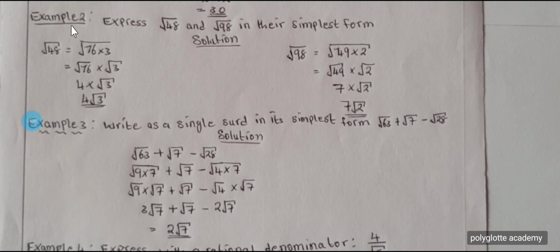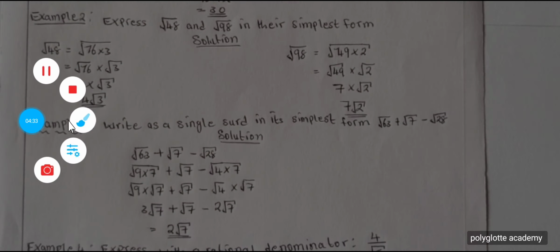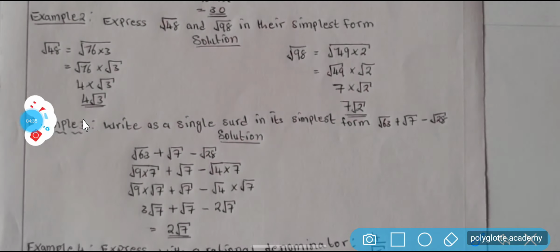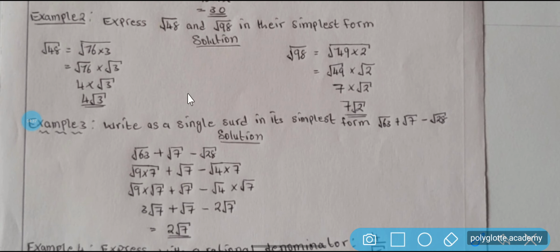Example 2. Express root 48 and root 98 in their simplest form. So we'll start by, we're going to have root 48.